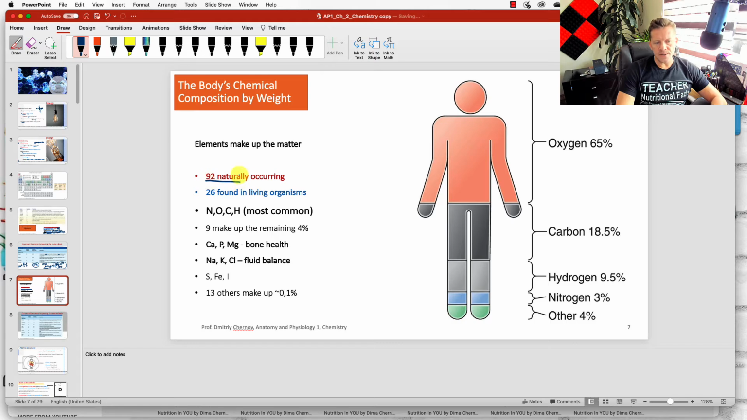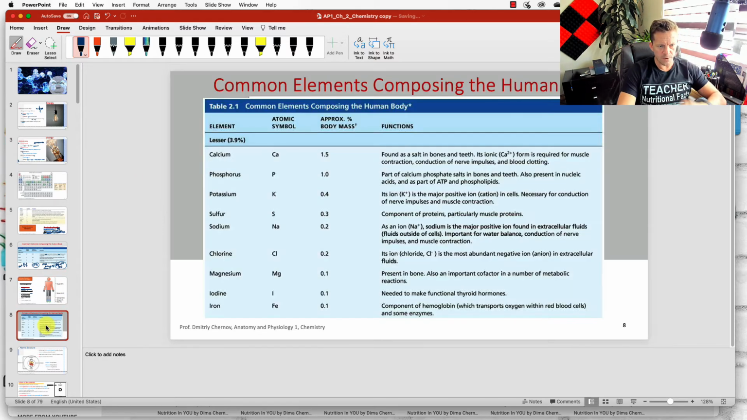So there are 92 naturally occurring elements. 26 found in living organisms. This is the common. Nine make up the remaining 4%: bone health, fluid balance, and so on. So this is not that important a slide, right? I would never ask anything from here.